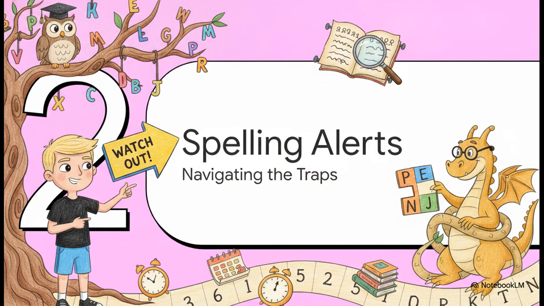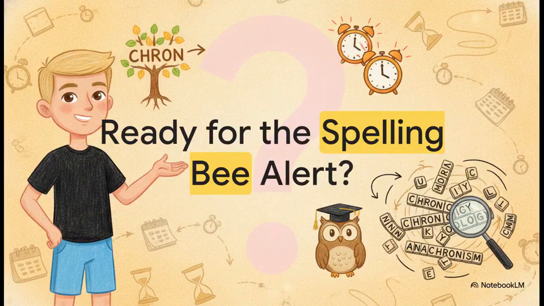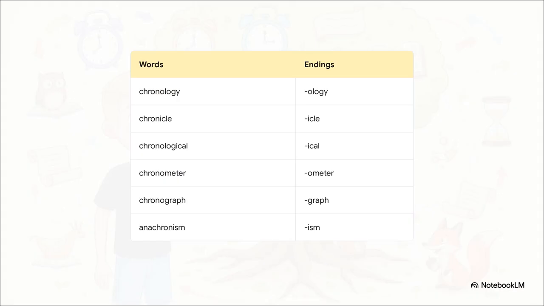Moving on to section 2, spelling alerts and patterns. Time to navigate those traps. Okay, alert time. Are you ready for the spelling bee alert? Seriously, the warning lights are flashing here. When you're dealing with a Chron root, spelling can actually get a bit wild if you aren't paying attention. You absolutely need to watch the long Chron words. It is literally so easy to fall into a trap here.